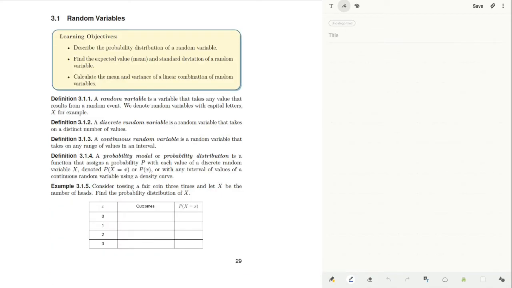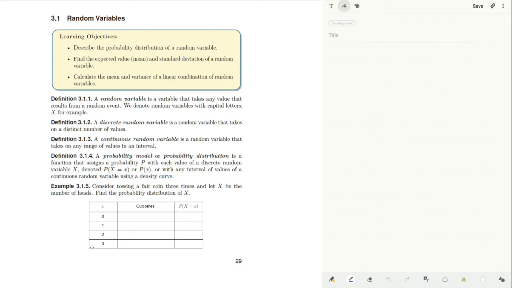Let's consider tossing a coin 3 times, and we'll let the random variable X be the number of heads. So in this case, after we have tossed the coin 3 times, our random variable can take one of 4 possible values, and they can be 0, which means that there are no heads, or there could be 1, 2, or 3 heads. Now we want to find the probability for each value of X, and we'll do this by listing all of the possible outcomes.